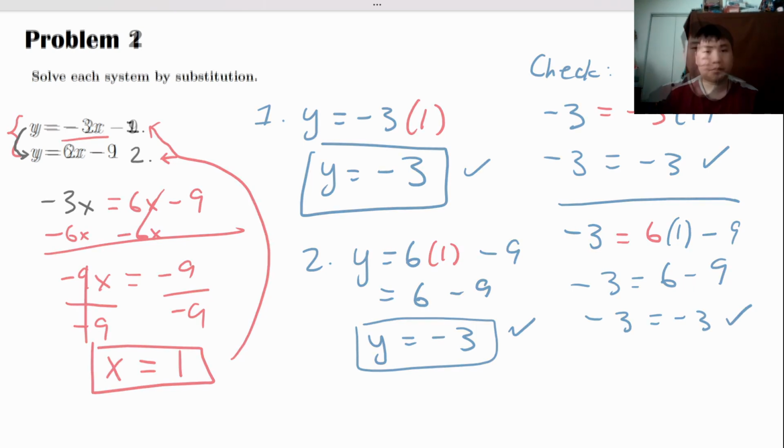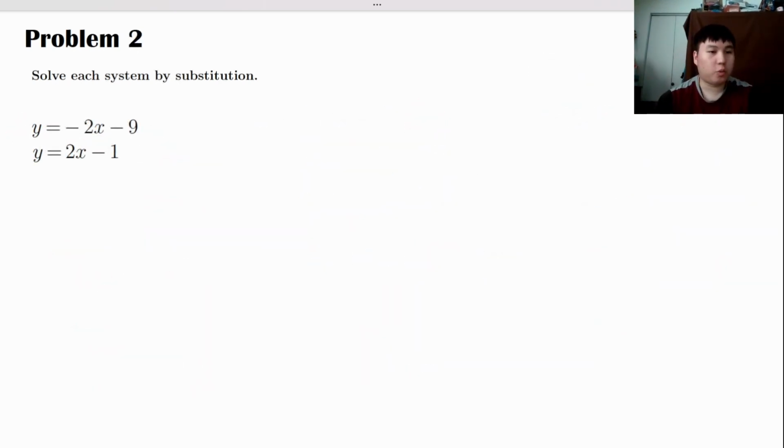You get x equals 1 and y equals negative 3. For problem 2, we have y equals negative 2x minus 9 and y equals 2x minus 1. You see, it's just y that's isolated. That means that you can plug in either one for y. Let's say that I plug equation 2 into equation 1, because in the problem before we plugged equation 1 into equation 2. If we do that, we get 2x minus 1 equals negative 2x minus 9.